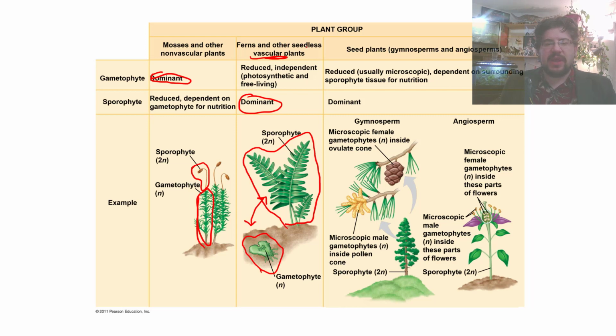Then we have the seed plants. So these are vascular plants that have the seed as their dispersal mechanism. Now, these are still, just like the ferns and fern allies, sporophyte dominant. However, you see that the gametophyte has become highly reduced to the point of being microscopic, and is completely dependent on the sporophyte tissue that surrounds it for nutrition. So obviously not photosynthetic, because it's actually encased inside the sporophyte.